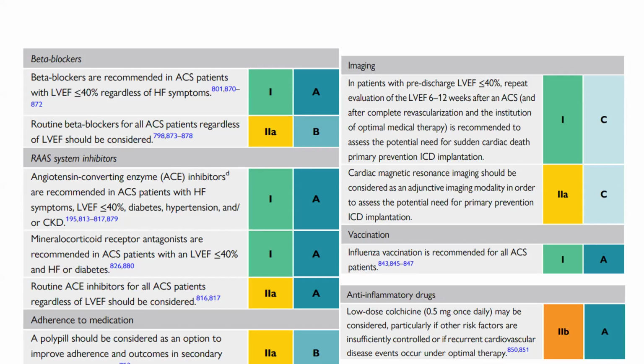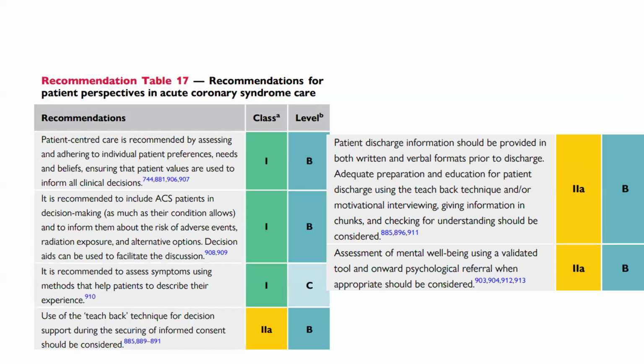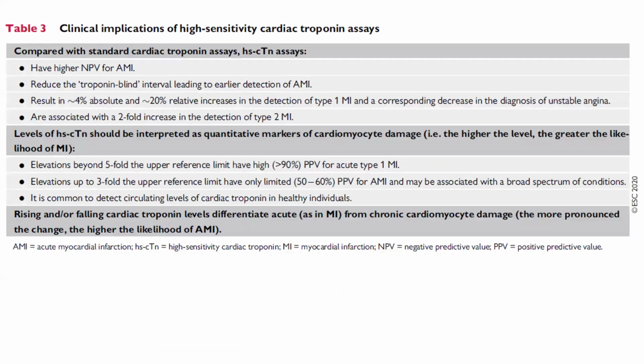Low dose colchicine was mentioned earlier: in patients who have had the other risk factors modified but are still not achieving their targets, or the risk of cardiovascular disease is still very high, you may consider low dose colchicine. So that is 2B. And in terms of patient perspectives, I think we discussed this already. This is just to re-emphasize it. I just added this slide.